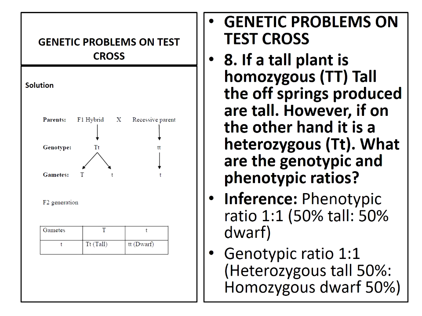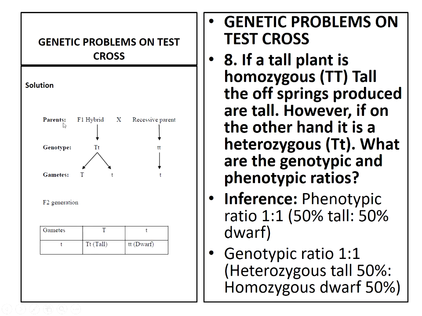In the test cross, there is another problem. Let us move on to this problem. If a tall plant is homozygous, that is capital T capital T, tall offsprings are produced. However, on the other hand, if it is heterozygous, that is capital T and small t, what are the genotypic and phenotypic ratios? So let us move on to the solution.